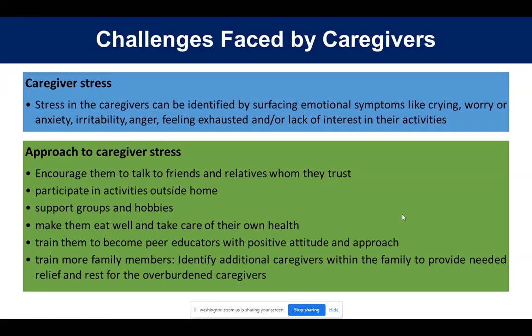So they also need support. Encourage them to talk to their friends, relatives, participate in outdoor activities, support groups, hobbies, make them eat well, take care of their own health, train them to become peer educators, positive attitude, and identify an additional caregiver who can also support them.